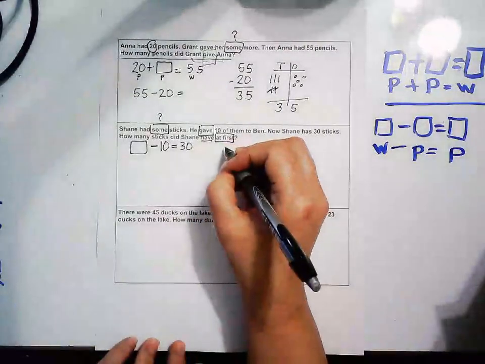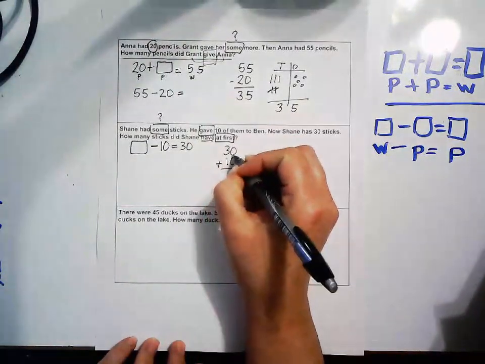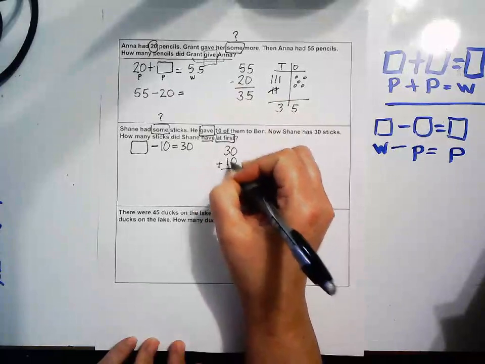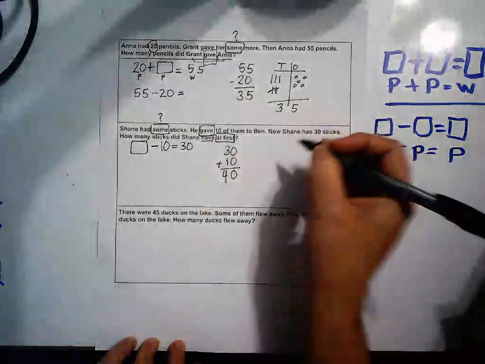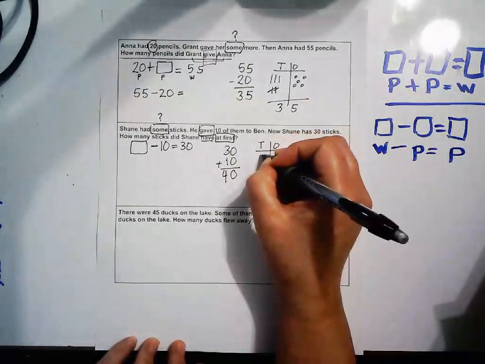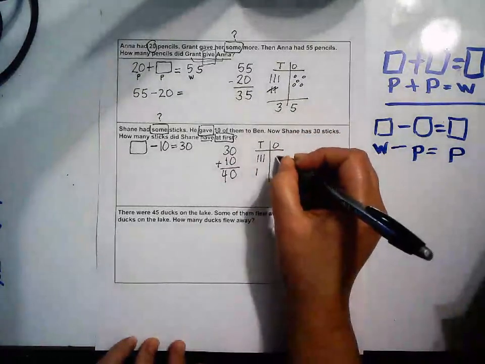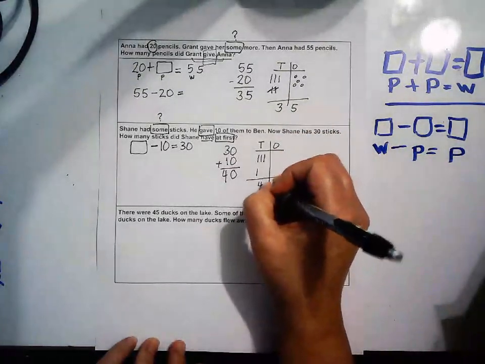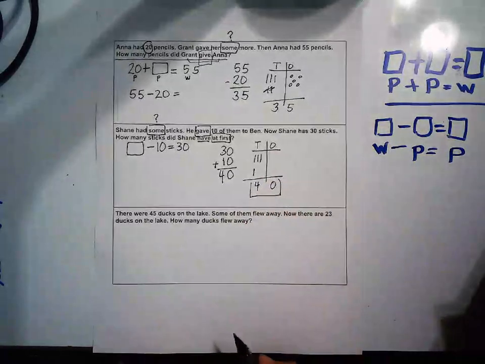I can use it in an algorithm way, which would be easy. 0 plus 0 equals 0, and 3 plus 1 equals 4. I can also show it using a picture. So I have 3 and 1, no tens, and just 40 right there. So my answer is 40.